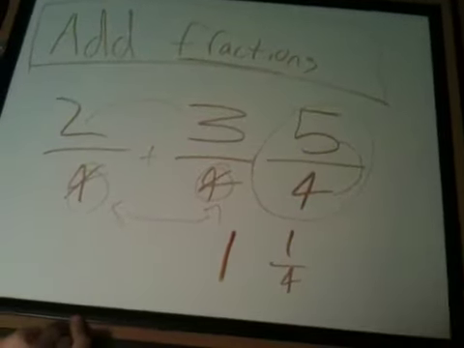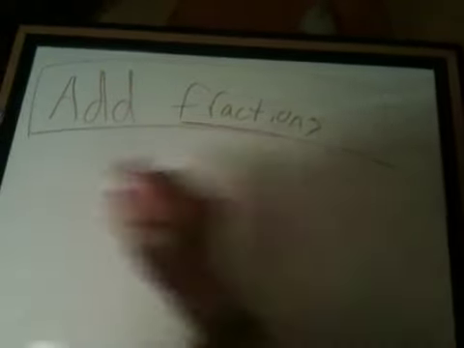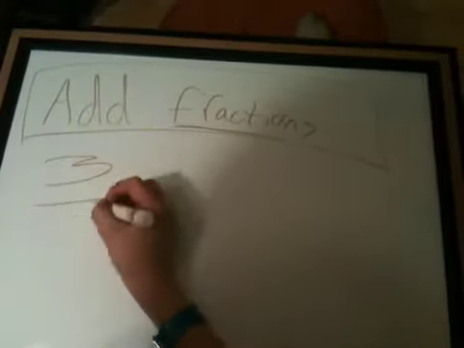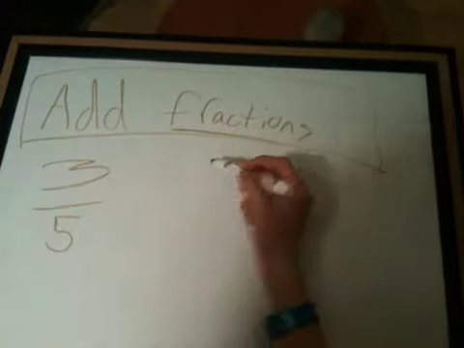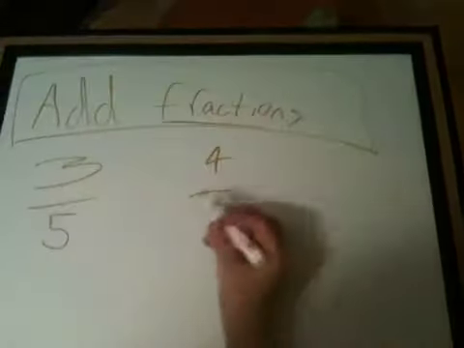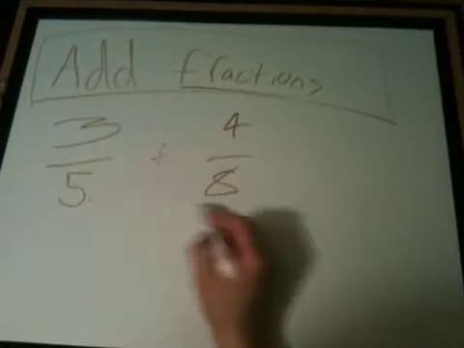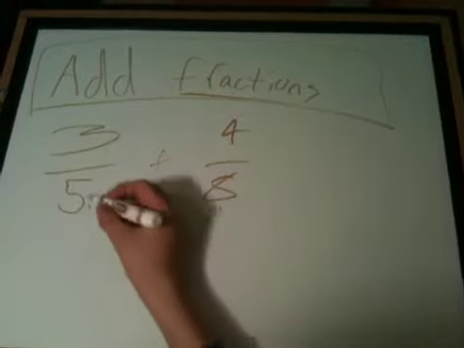Okay, so now we're going to talk about how to add fractions with different denominators. So, how we're going to do that is, so say we had 3/5 and 4/4. Well, let's change that. 4/8. So, what we're going to do to add these two is we're going to look over here. We can't have them different. So we're going to times this.